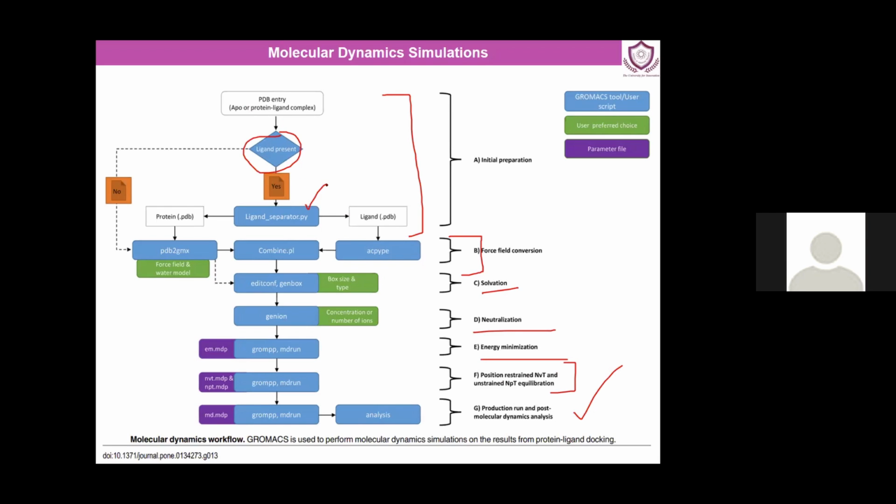You can do it manually, or you can write a script for the same. A Python or a Perl script is enough to do the job. What we do in this case is separate out the ligand molecule. Imagine there is a protein and there is a ligand over here. We need to separate the protein and separate the ligand. The protein is subjected to this part wherein we use PDB to GMX.